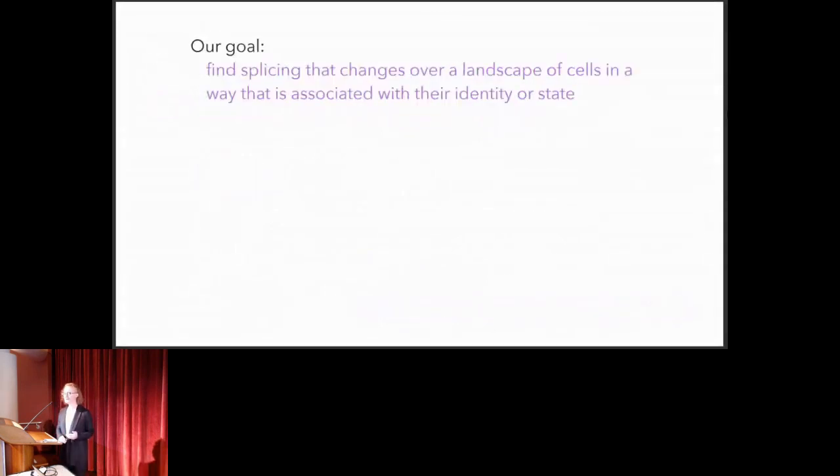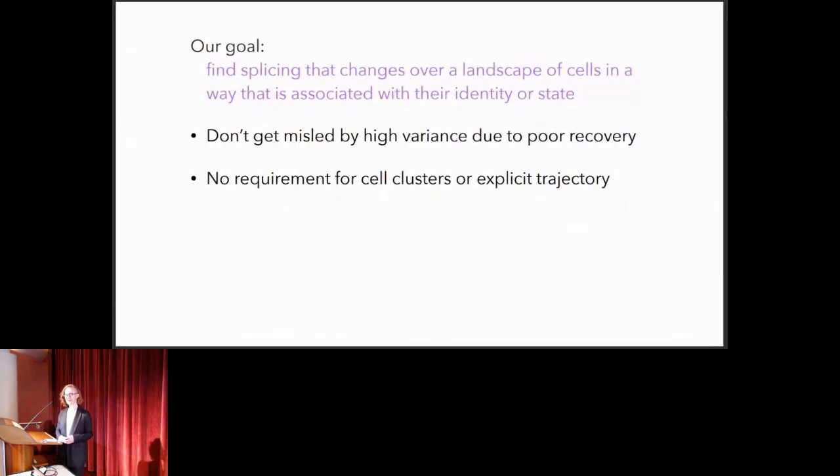Okay, so our goal is to find alternative splicing that changes over some landscape of cells in a way that's somehow associated with their identity or state, a differentiation time course between different groups of cells. But we thought it would be nice to do this in a way that doesn't explicitly require a trajectory and does not explicitly cluster the cells, but rather is looking for sort of patterns that change over this space of cells in general. And we want to avoid being misled by the high variance that comes from poor data recovery.